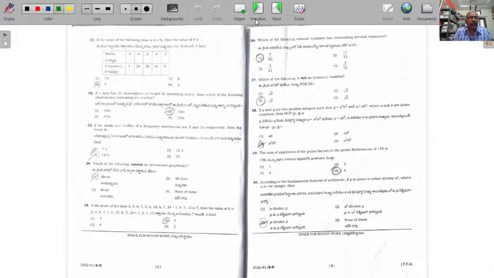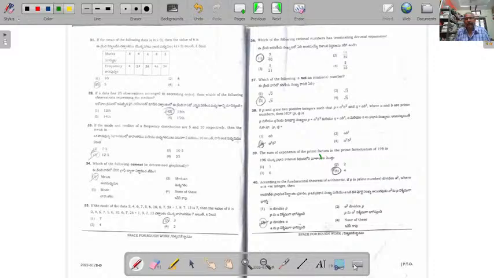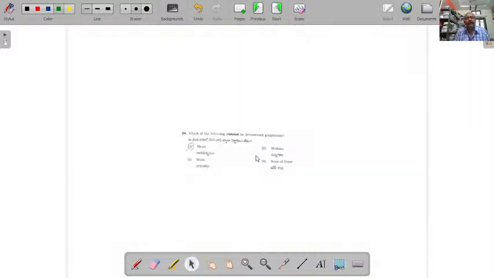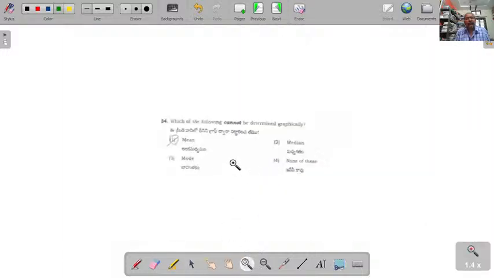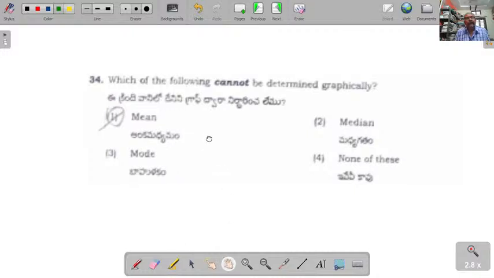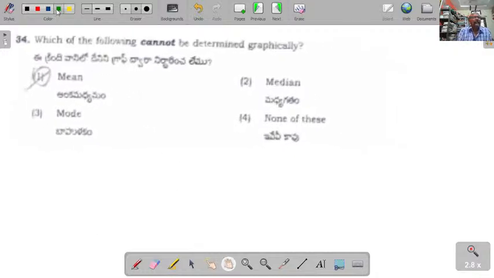Let us move to the 34th question. So this is the 34th question. This is actually a concept based question, also from the statistics chapter. Which of the following cannot be determined graphically?